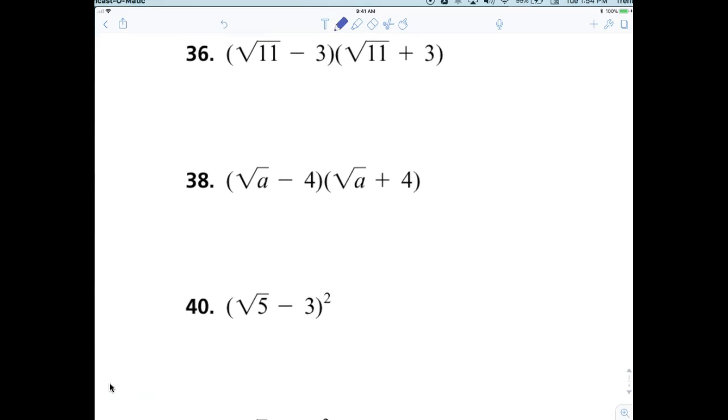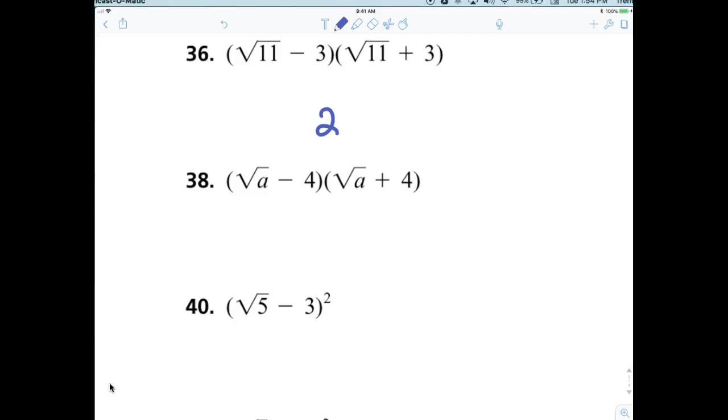All right, here we go. 36. Come on. Hold up. We're going to let Zoe get a shot. Let me do this one. Zoe. Last chance. Two. Good guess. Good guess. All right.